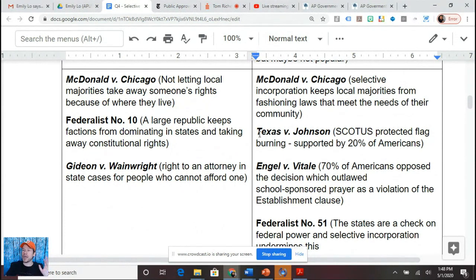Okay, so here's the thing, when you look at Texas versus Johnson, for example, that was a ruling in the 1980s, a 5-4 ruling, where the Supreme Court protected flag burning. It was supported by only 20% of Americans. Engel versus Vitale, that is one of our 15. So you should know this one. Engel versus Vitale, this is a case where 70% of Americans opposed the decision which outlawed school-sponsored prayer as a violation of the Establishment Clause.